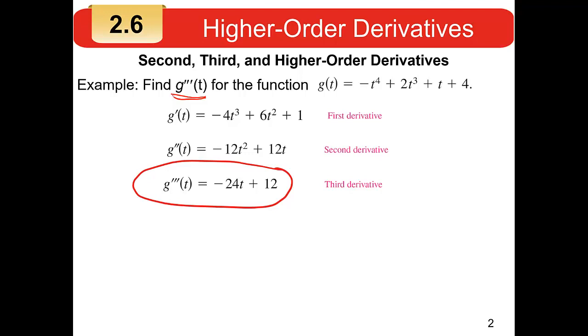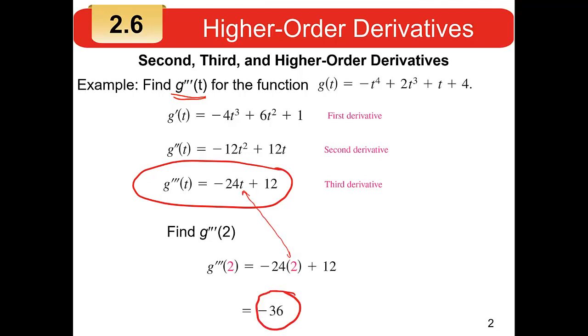Fairly simple concept. You can take higher order derivatives by continuing to take derivatives of derivatives. I could then ask you to evaluate that at a particular point. So if I wanted to know what the third derivative was when t is equal to 2, I could ask you to find g triple prime of 2. You would simply plug 2 in place of t, and you would end up with negative 36.